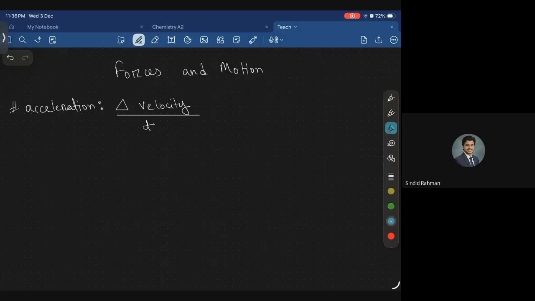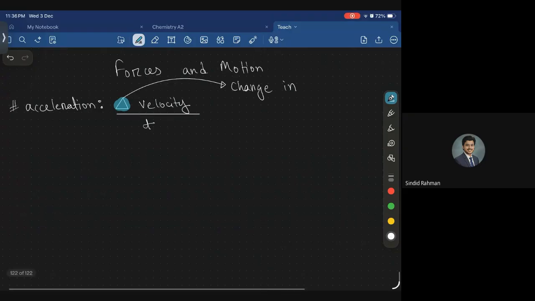Okay, so basically what is acceleration? We denote this triangle as change in. So basically acceleration is change in velocity per unit time.